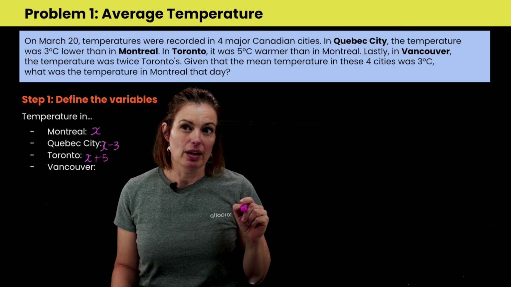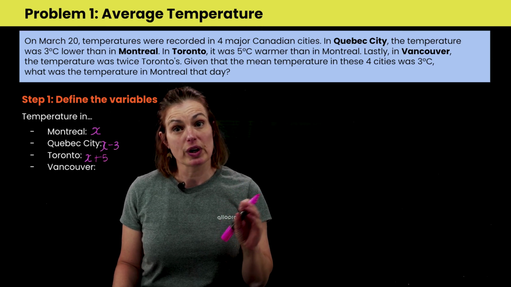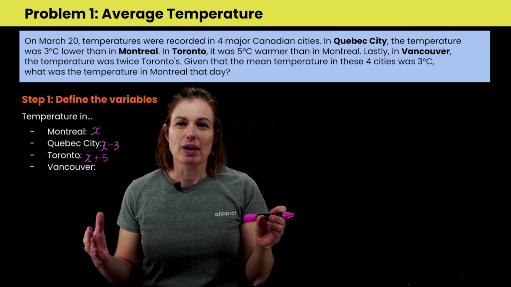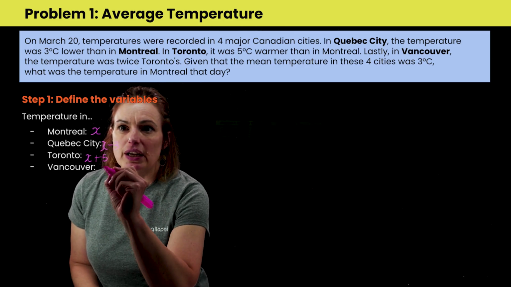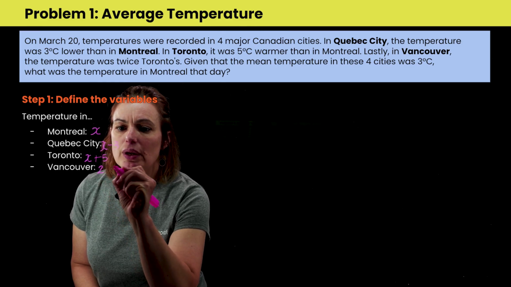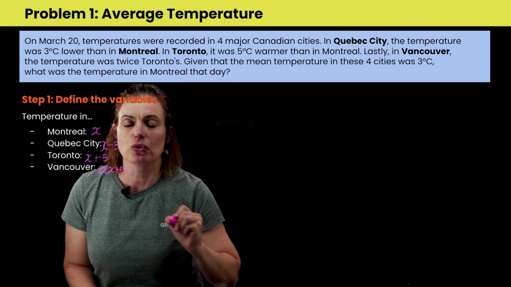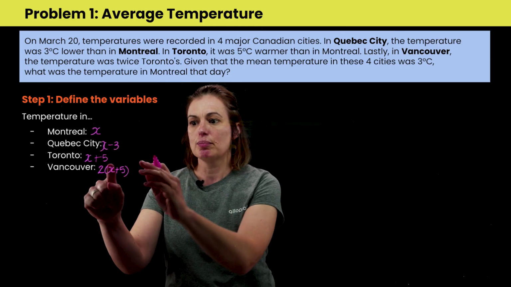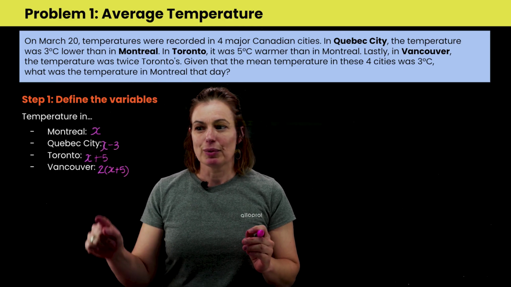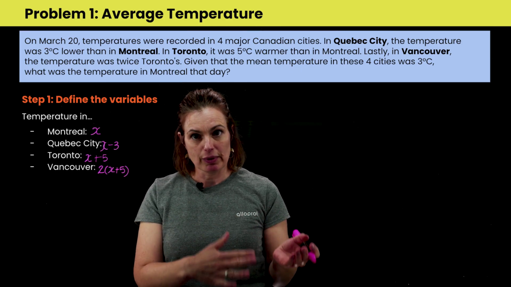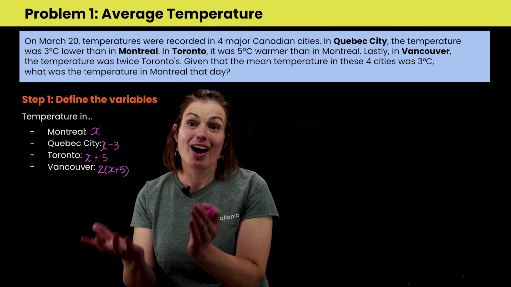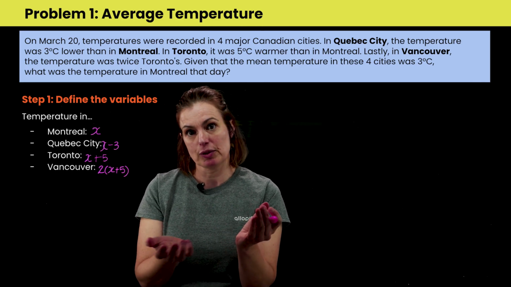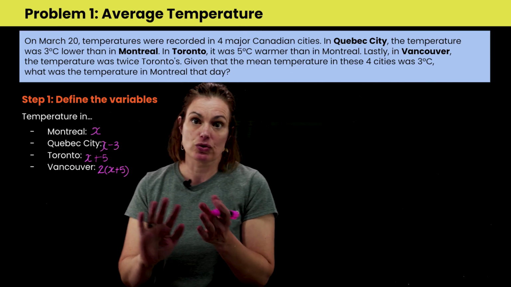Lastly, I have Vancouver, and it says that in Vancouver, the temperature was twice Toronto's. So this time, I've got to look at what it says about Toronto and multiply that by 2. So for Vancouver, it's going to be 2, and I need to make sure that I get brackets around that entire statement that represents Toronto. So in other words, 2, and then in brackets, my X plus 5, because I'm going to have to distribute that 2 over what's inside the brackets. And I need to make sure that everything is getting multiplied because it's the entire Toronto temperature that gets multiplied by 2, not just the X or the 5.